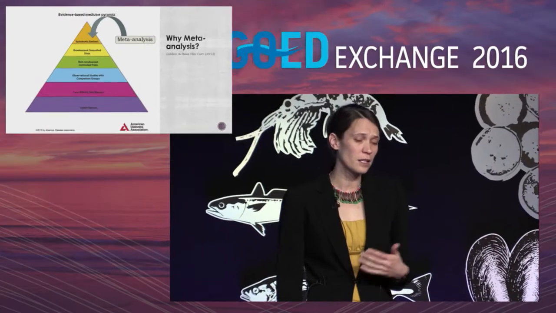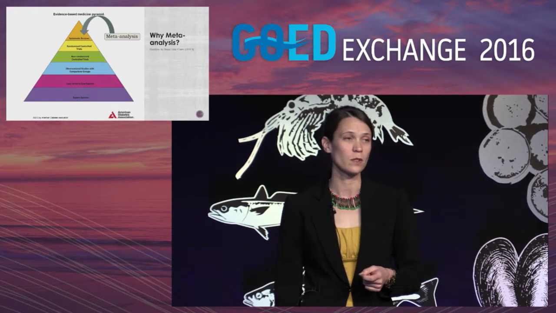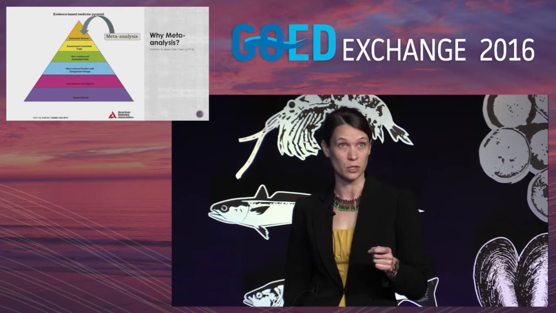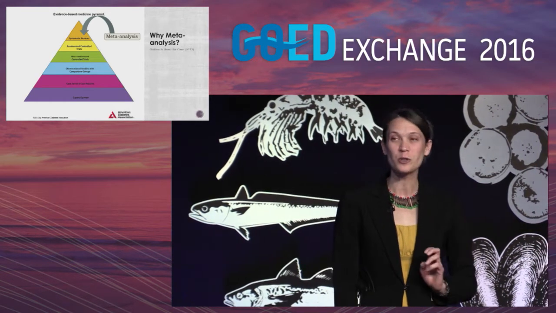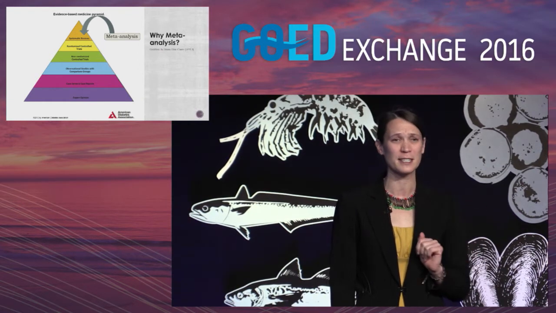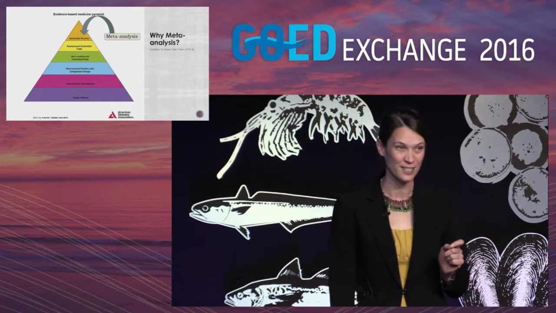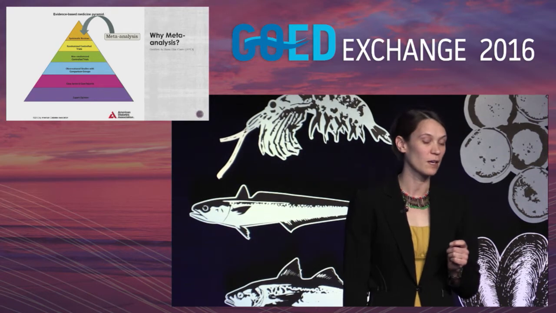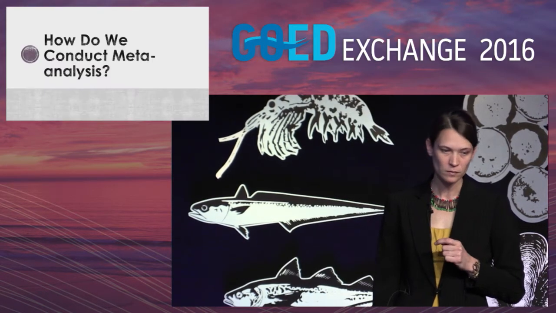And different groups place different weight on meta-analyses and systematic reviews. The International Agency for Research on Cancer, which recently made the very controversial statement classifying processed and red meat as probably carcinogenic and carcinogenic, used a meta-analysis and systematic review. Okay, so these can have huge policy implications.